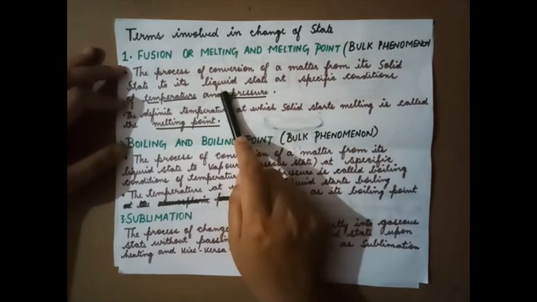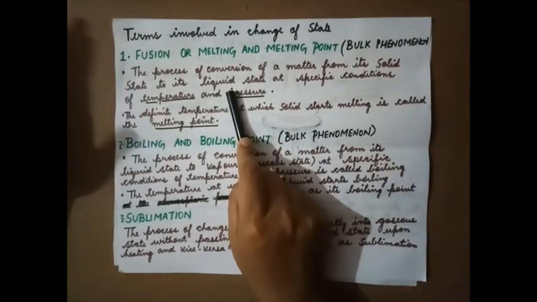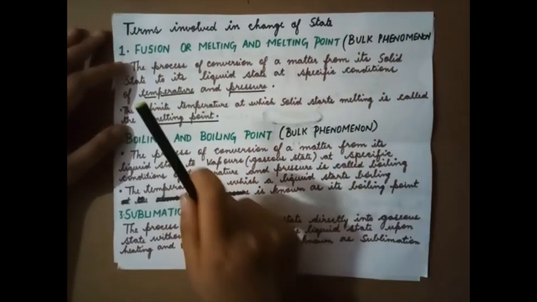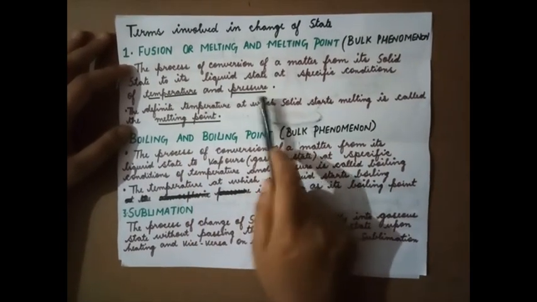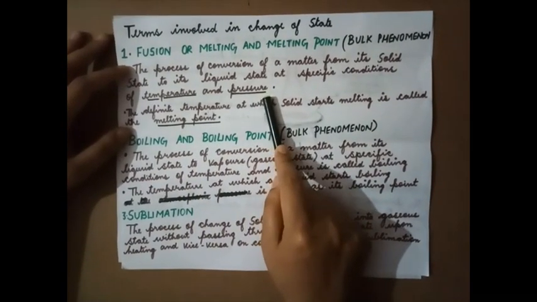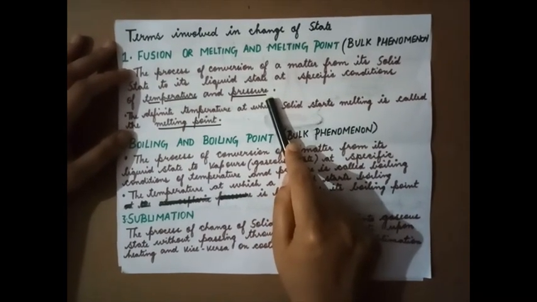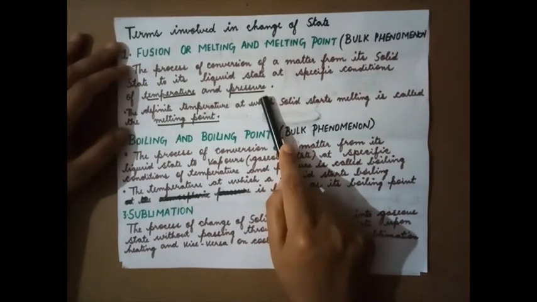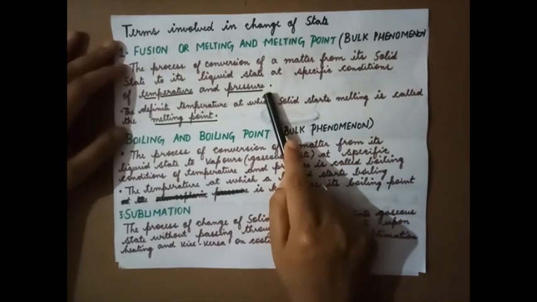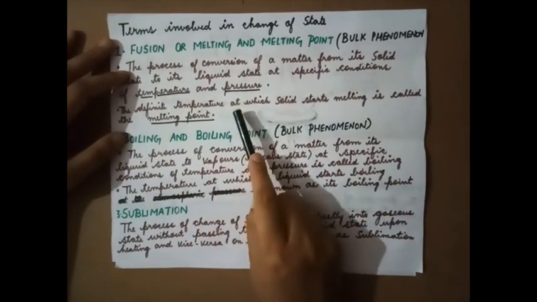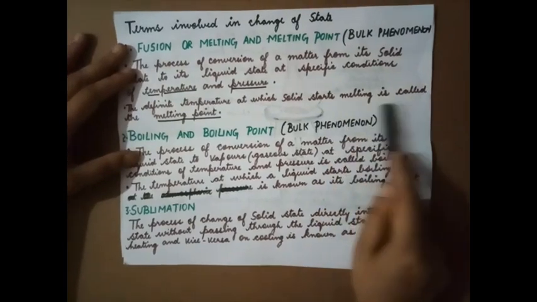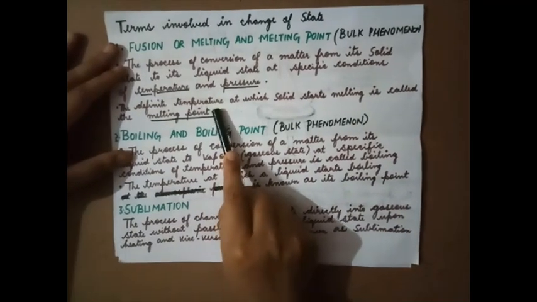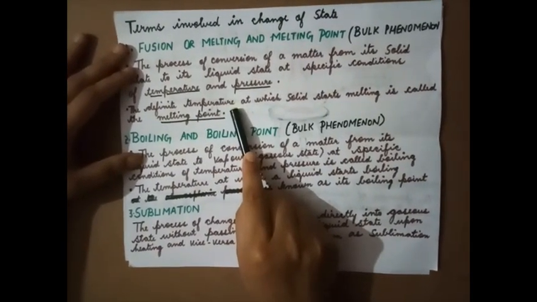Now here solid is getting converted to liquid. Now from one state it is getting converted to another state. We have to always try to maintain the temperature and pressure. These two factors are very important when it comes to change of state. If we do not maintain a proper temperature and pressure, then we know that change of state will not take place. The definite temperature at which solid starts melting is called the melting point. Here the definite temperature is nothing but your 0 degree Celsius.